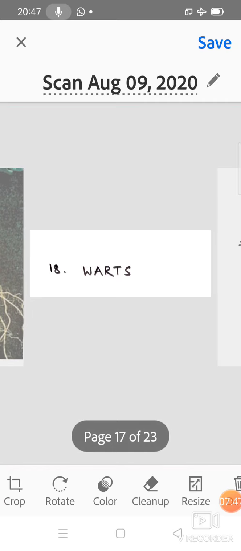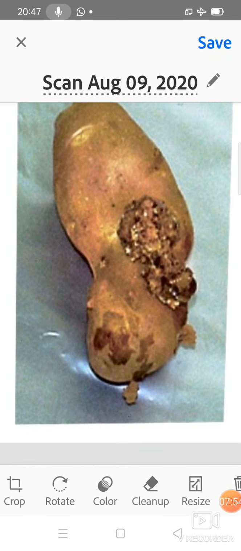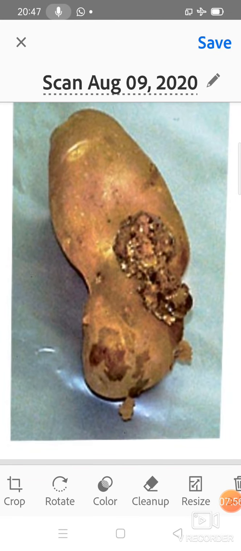Next symptom is wart. In warts we can see small sized galls on root and stem. There is a wound-like structure. Warts are mostly caused by Synchytrium.